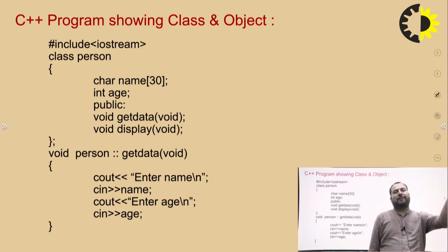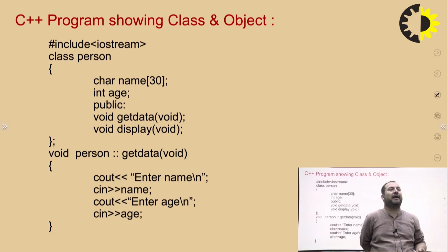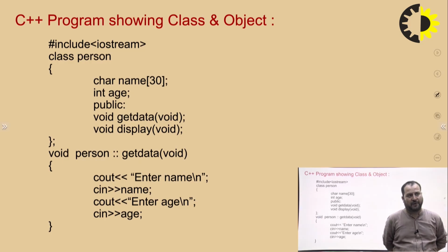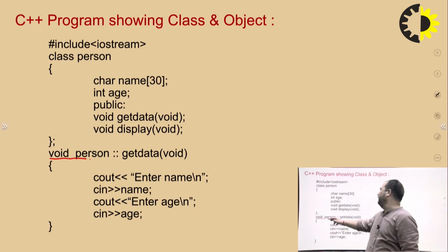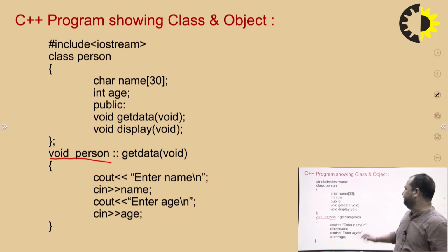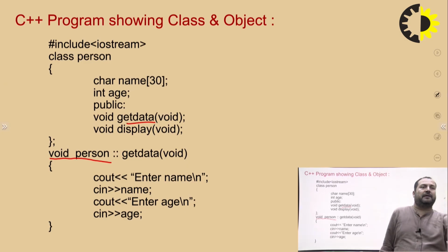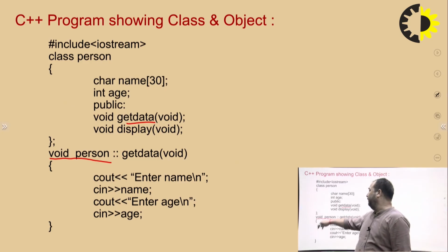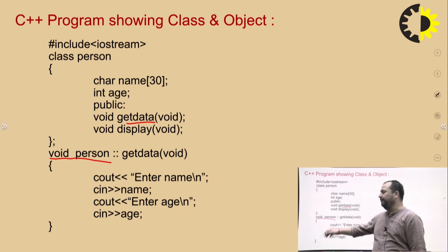This is a simple program which implements the concept of object and class. Here we have created a class Person. Name is the data of that class, and getdata and display are the functions of that class. If you want to define functions, this is the syntax: the return type, then the name of the class, then scope resolution. This function doesn't return anything, so we write void before the name of the class. Only then can we define the member function. We have to write the return type of the function, then the class, and the scope resolution.